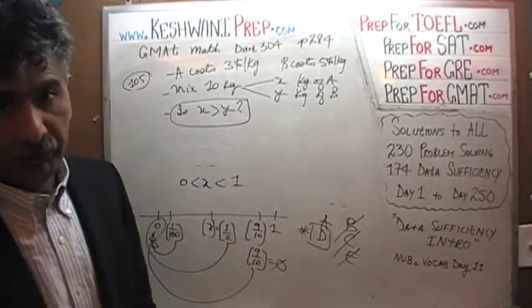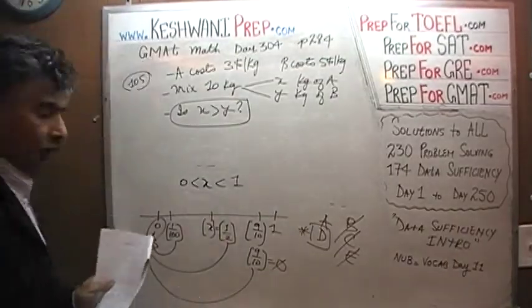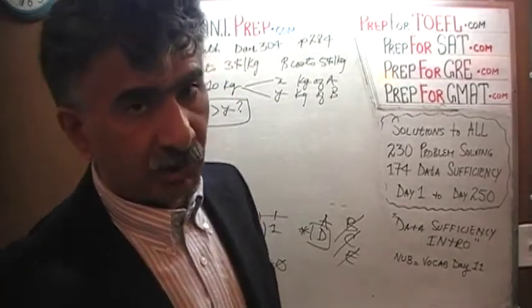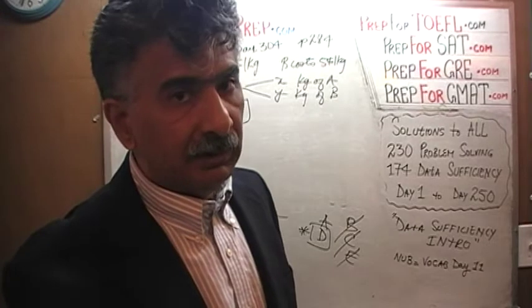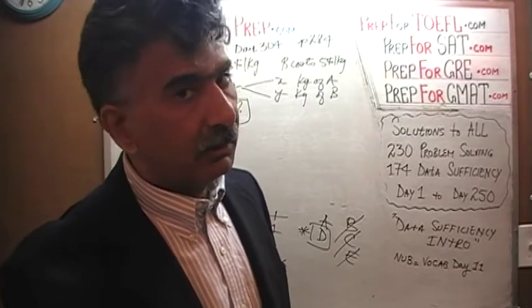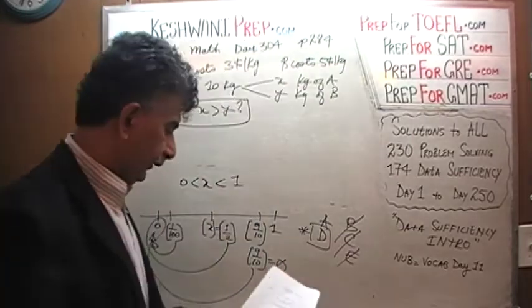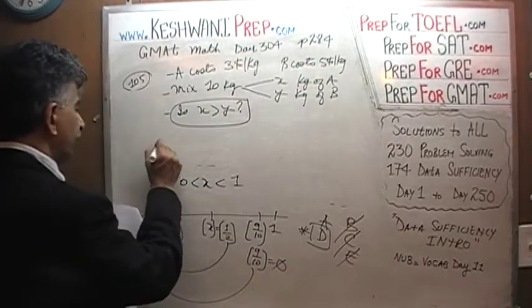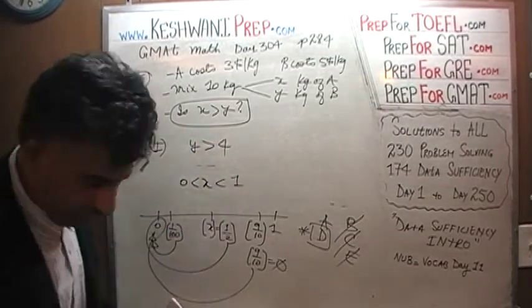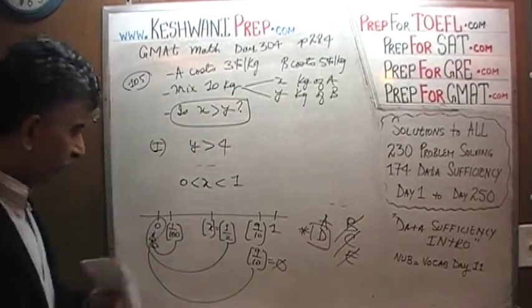Very simple, very straightforward question. As I always remind you, as I always point out, the questions most of the time do tend to be quite straightforward and simple. It is the answers in the data sufficiency questions that tend to be prickly. Let's look at the first statement. The first statement tells us that Y is more than 4. Y is more than 4. We need the room, so we need to erase all of this.